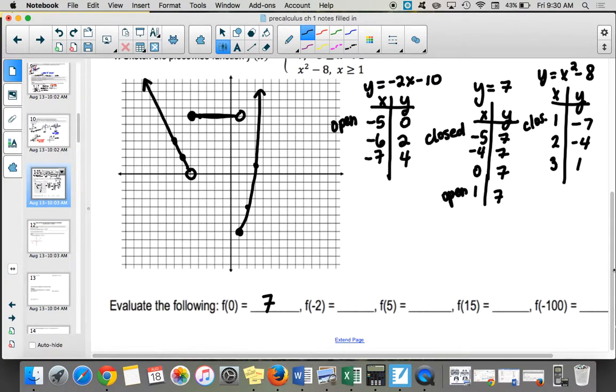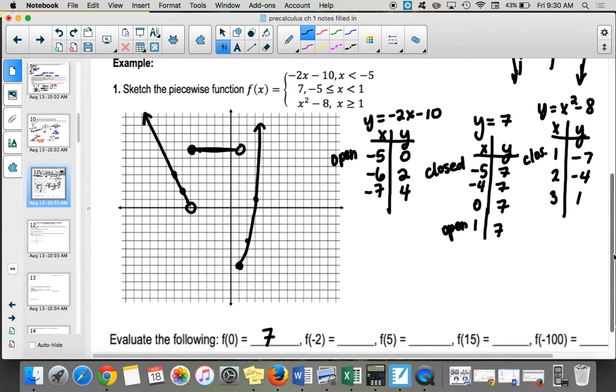So then I say, well, where's negative 2? So I go up here and I'm like, okay, negative 2. Negative 2 is between what? Which one? The top, the middle, or the bottom? It's in the middle. It's between negative 5 and 1. So it is also 7. What about 5? Top, middle, or bottom? It's on the bottom because 5 is greater than or equal to 1. So I plug in 5 and I get 5 squared is 25 minus 8 is 17.